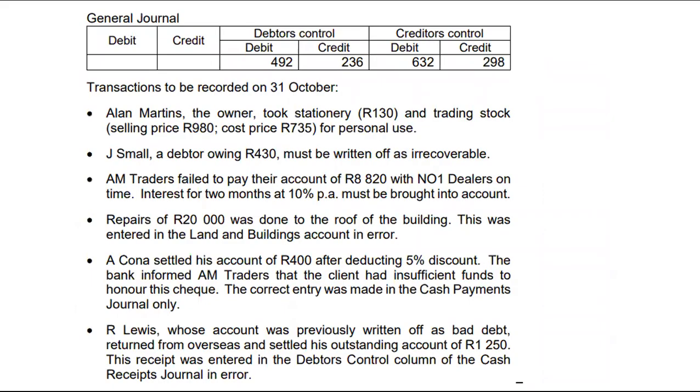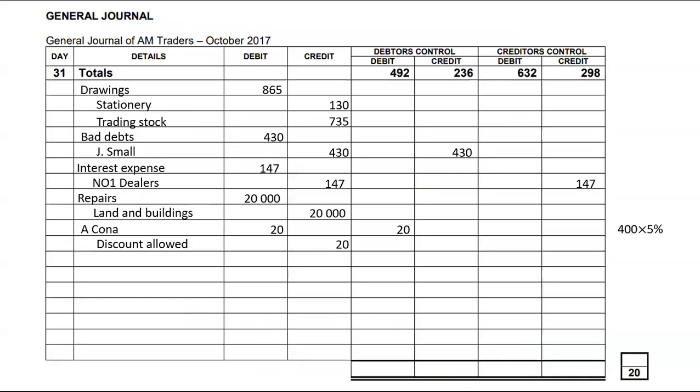Next one. R. Lewis, whose account was previously written off as bad debt, returned from overseas and settled his outstanding debt of 1,250. This receipt was entered in the debtors control column of the cash receipts journal in error. Note that when a debtor comes back to pay us, we recognize that as bad debts recovered. So we debit bank, we credit bad debts recovered. But instead of crediting bad debts recovered, we credited R. Lewis. So we need to reverse this by debiting R. Lewis and crediting the correct account, which is bad debts recovered.